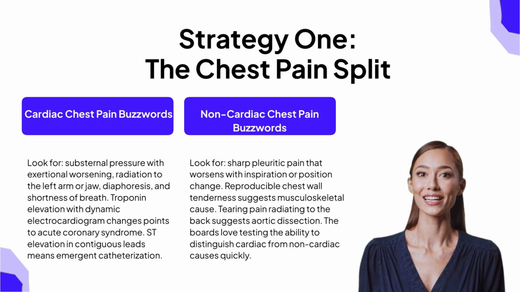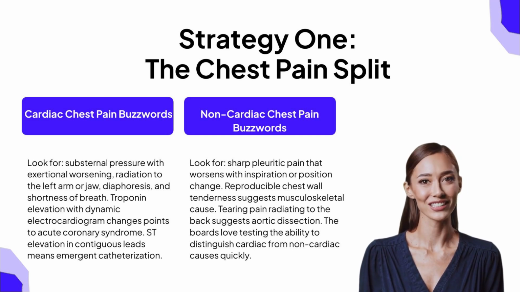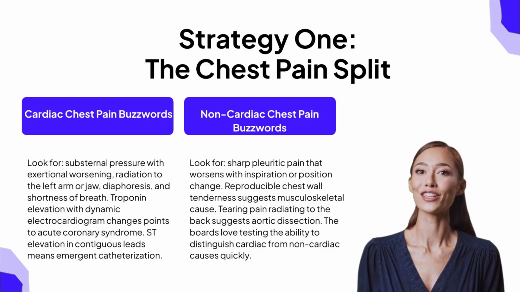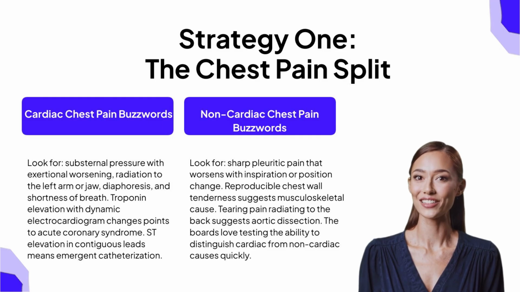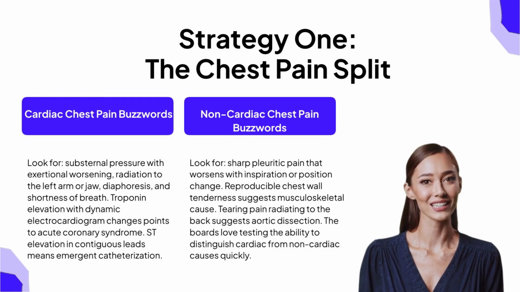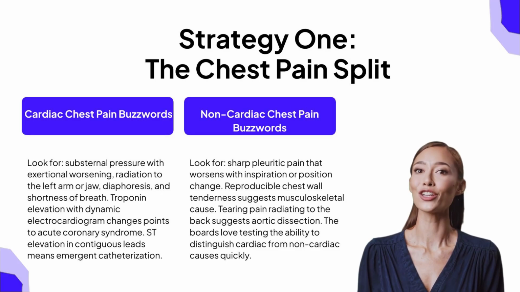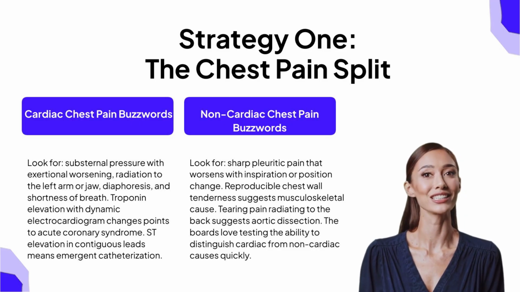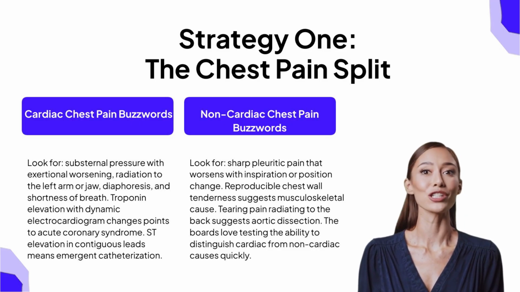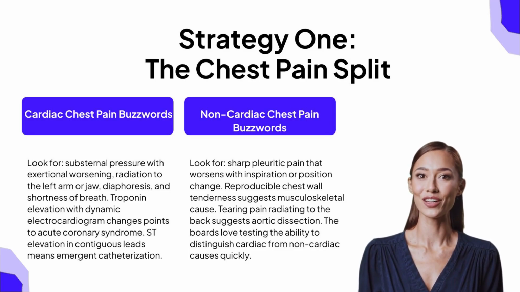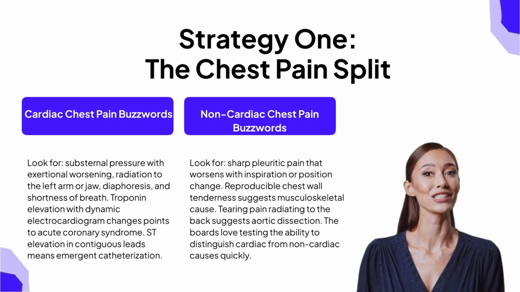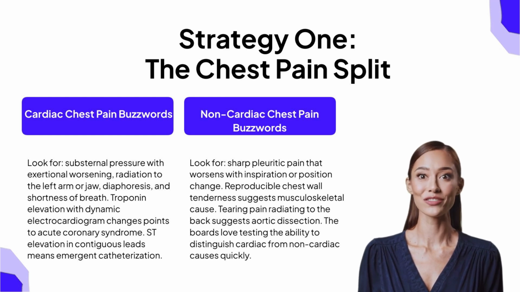If you see ST segment elevation in 2 or more contiguous leads, that is an ST segment elevation myocardial infarction, and the answer is almost always emergent percutaneous coronary intervention. On the other side, non-cardiac chest pain tends to be sharp, pleuritic, positional, or reproducible on palpation. A tearing sensation radiating to the back is classic for aortic dissection. The boards love presenting these side by side and testing whether you can sort them quickly. Review the cardiology and emergency medicine chapters in your board resources for the foundational concepts.